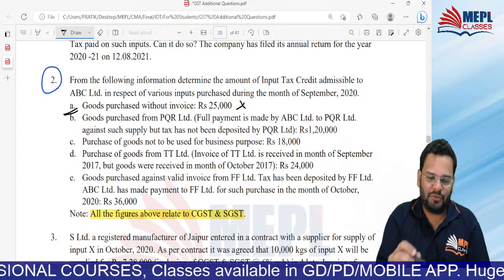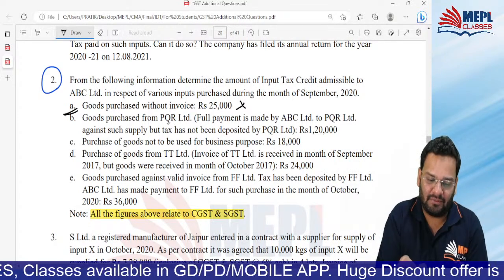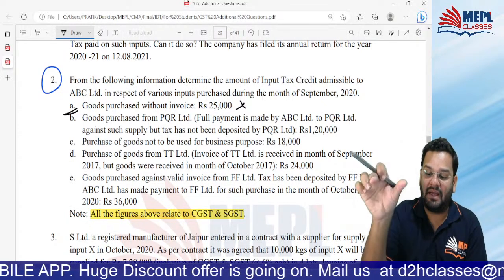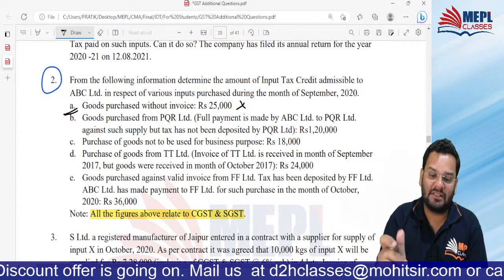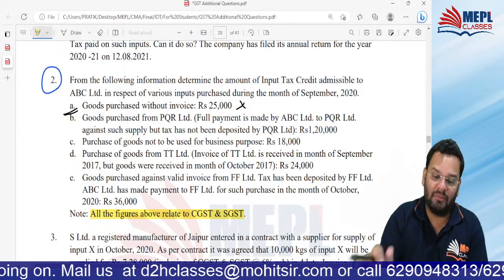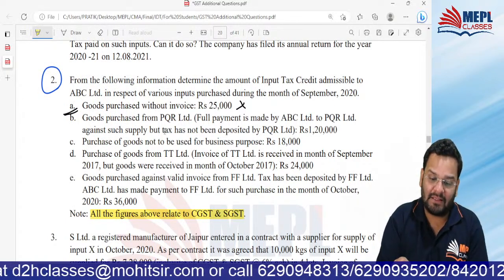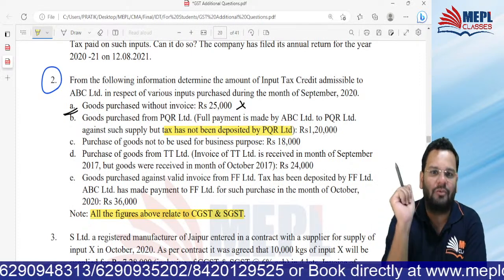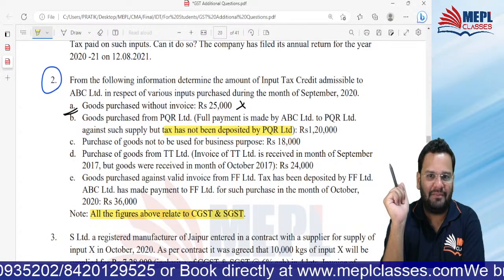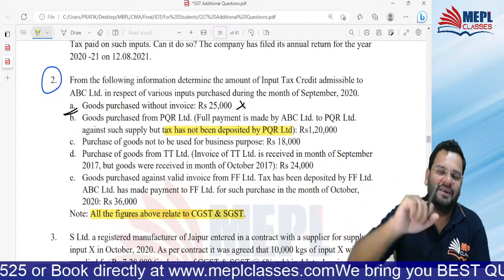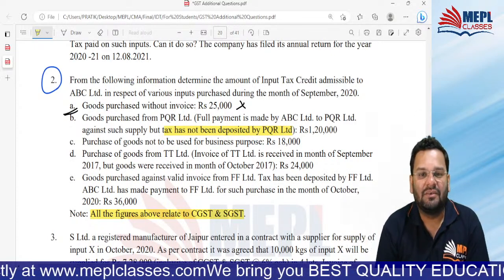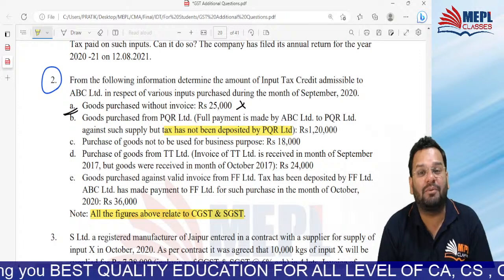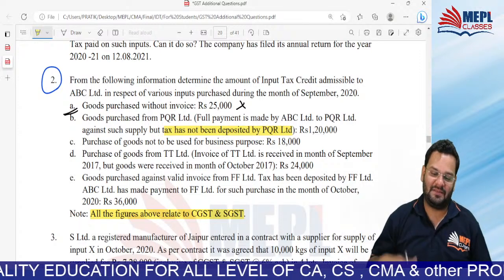Then, goods purchased from PQR Limited. Full payment is made by ABC to PQR against such supply. But the problem is that tax has not been deposited by PQR Limited. The supplier has not deposited tax to the government. So can ITC be claimed? No ITC. Because what was the third condition? The third condition was that in order to claim ITC, tax on the supply must be deposited to the government. Yes. So no ITC.